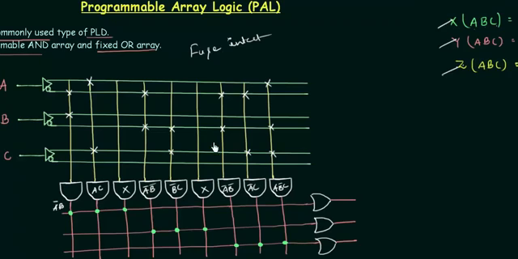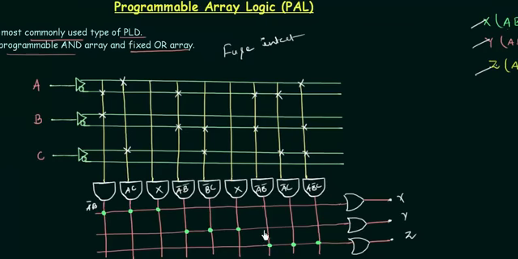So we are done with the programming of our programmable AND array, and the outputs are x, y, z. So in this way we have to do the PAL. You can see we have not programmed our OR array, but we have only programmed our AND array. So this is all about the PAL. You can do any problem, I guess.